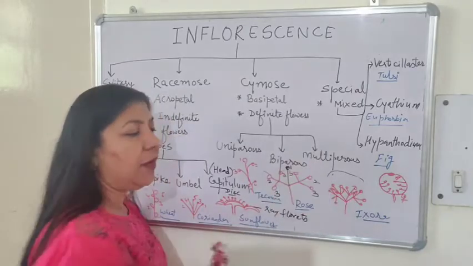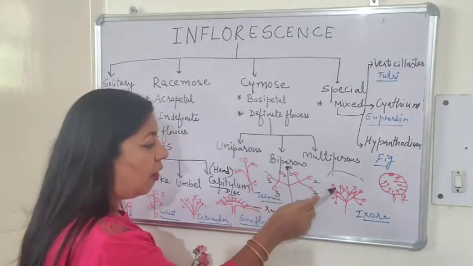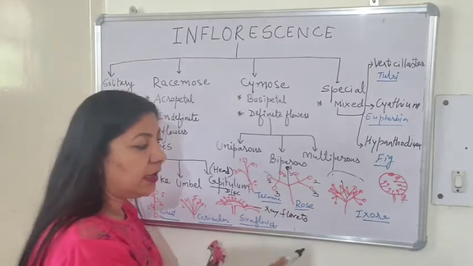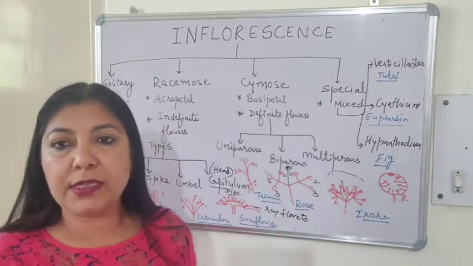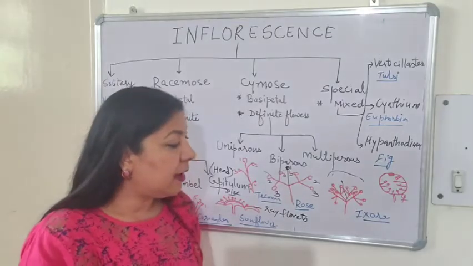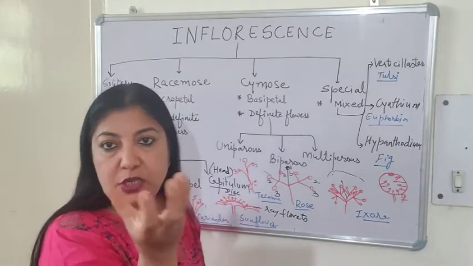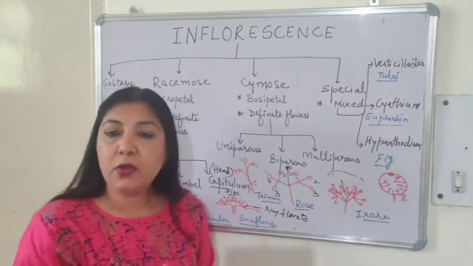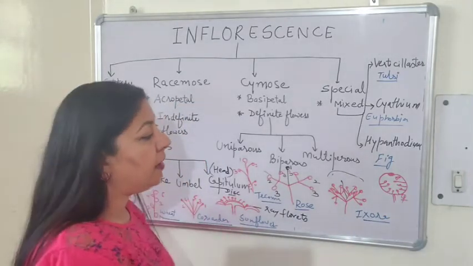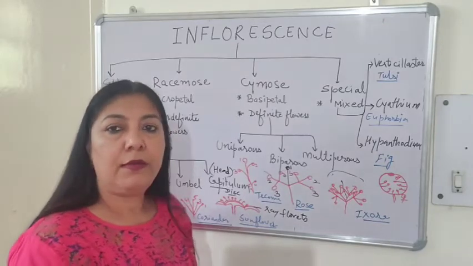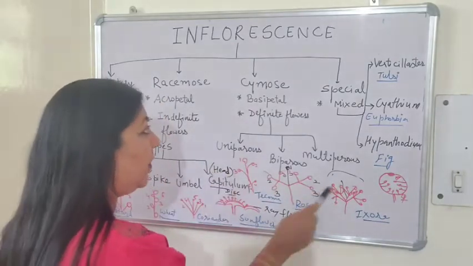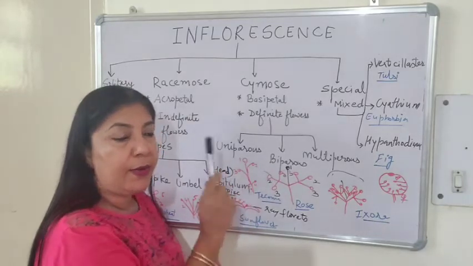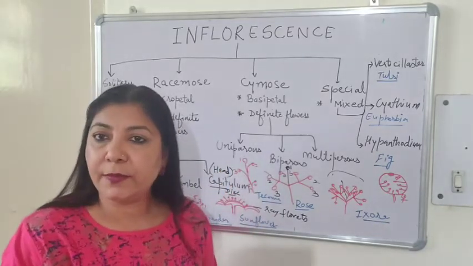Likewise here, this is multiparous. Instead of one flower or 2 flowers from its base, there will be many flowers arising. So as a result, it will be just like a bunch of flowers. You must have seen Ixora flower. Ixora flower shows multiparous arrangement of flowers. So these are the three main types of cymose inflorescences: uniparous, biparous and multiparous.